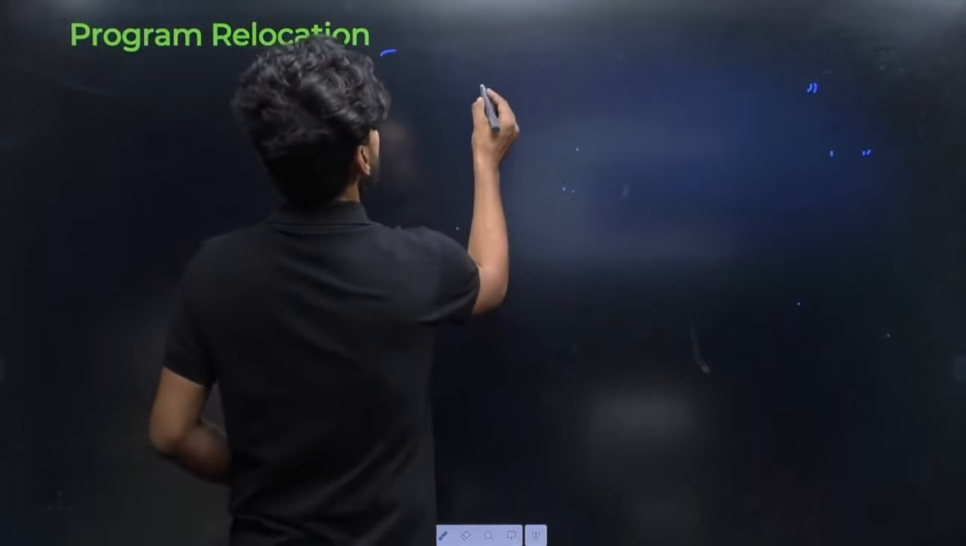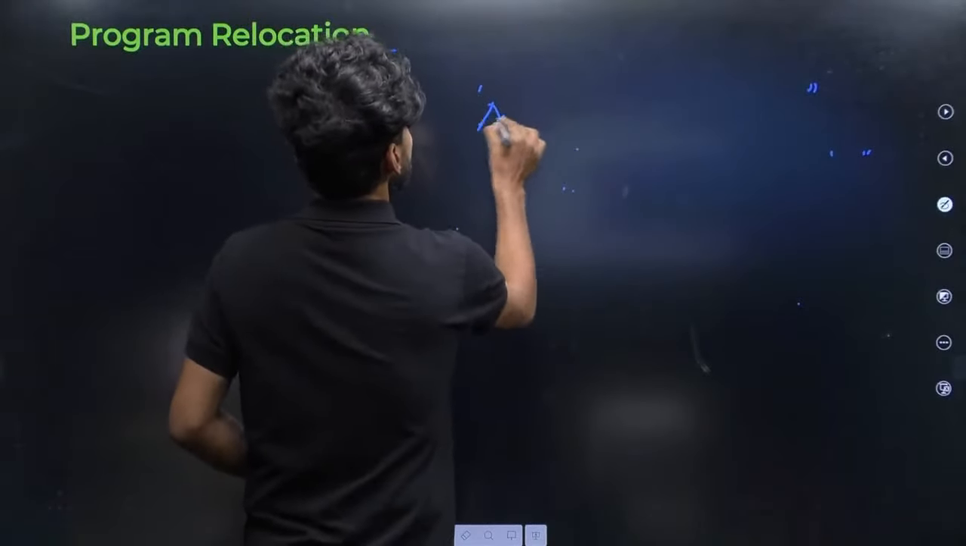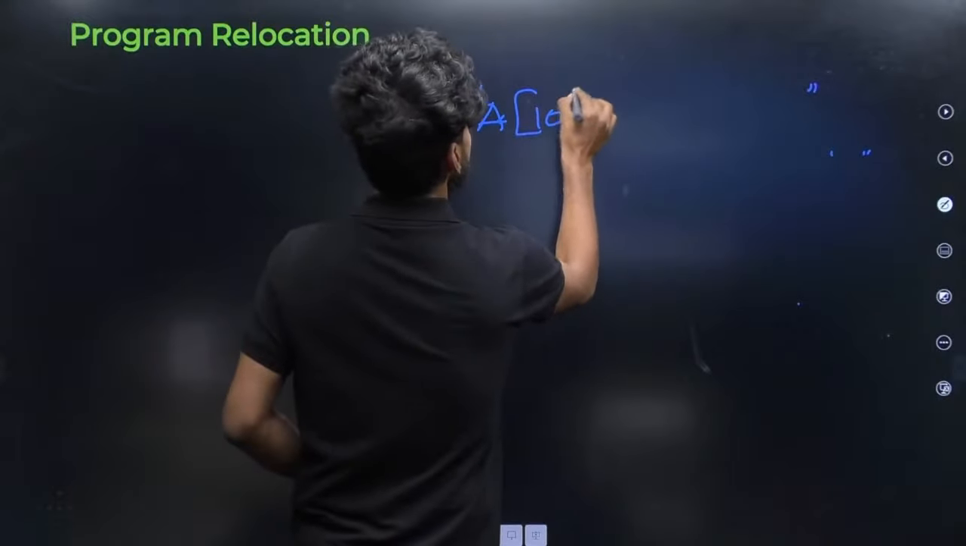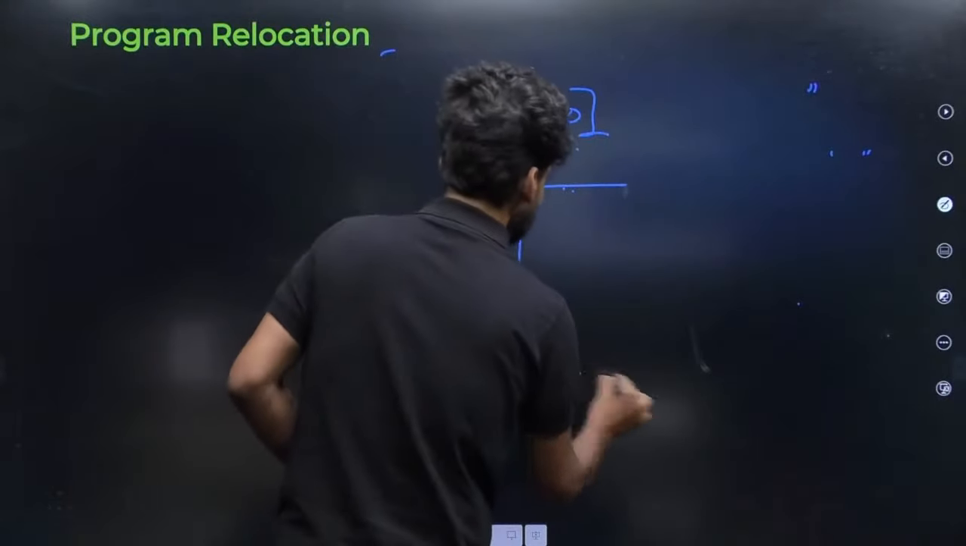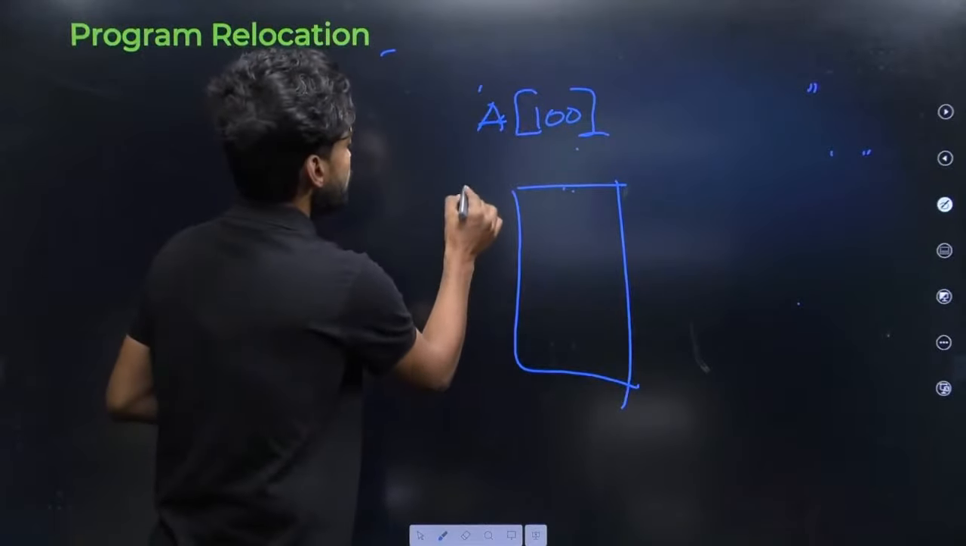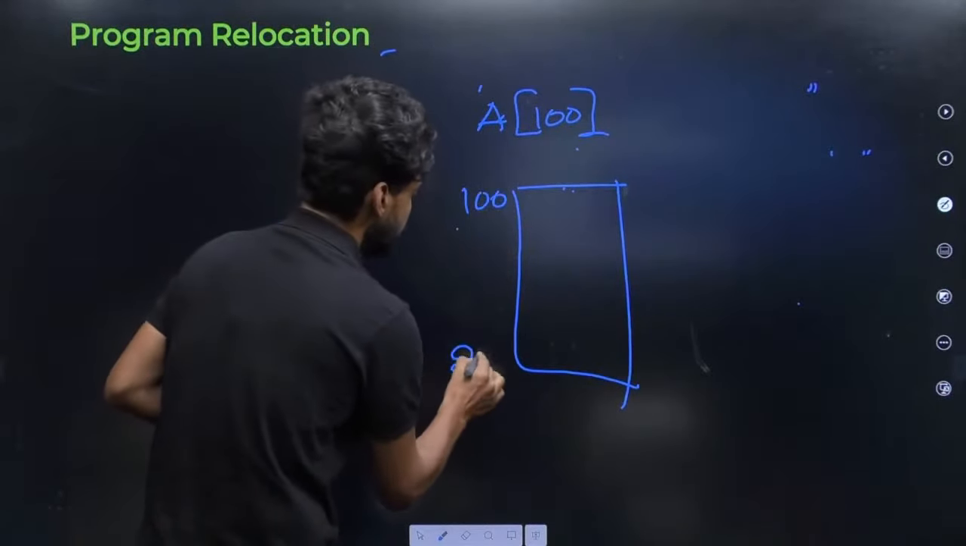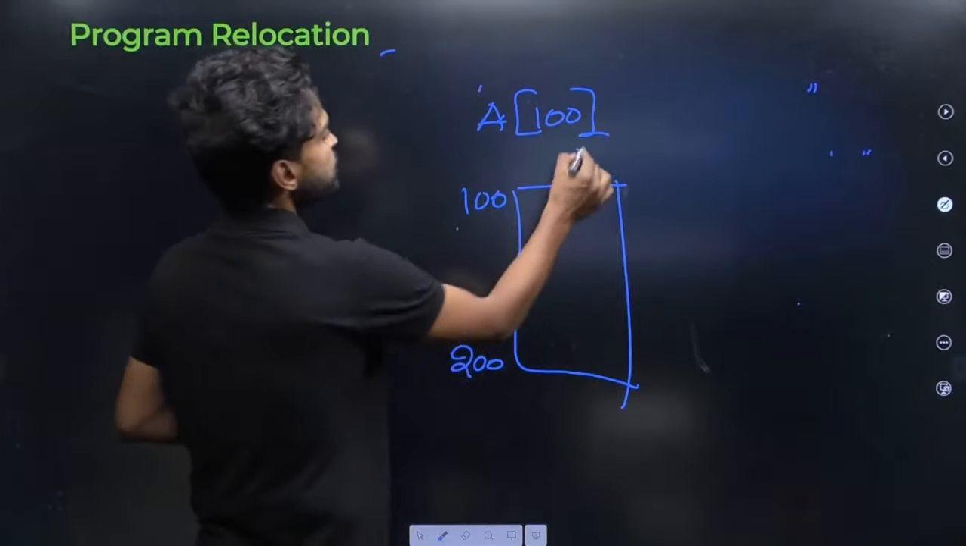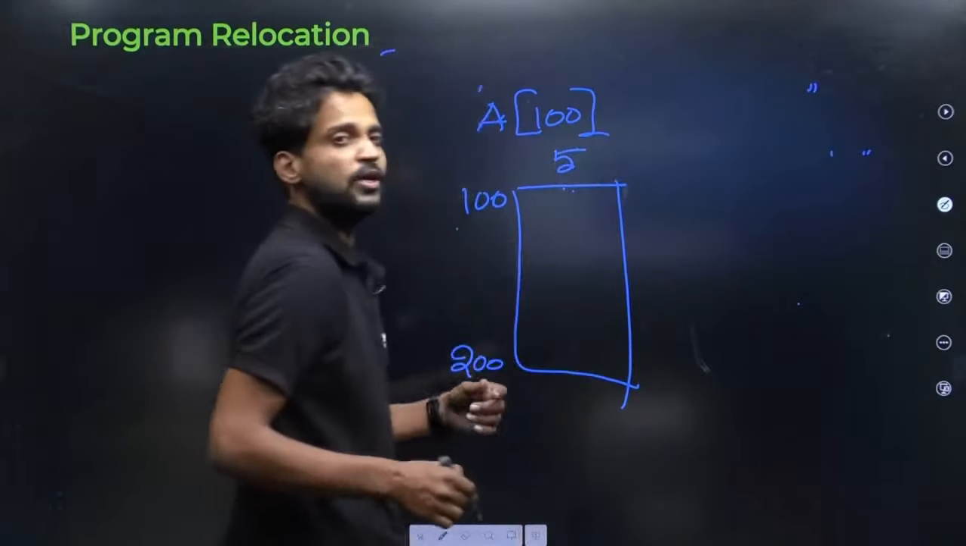You do have an array A of 100. That means that immediately a specific memory location will be allotted to this array. The array has been allotted from 100 to 200 location. After which I want to access the fifth element of the array. How do I do this?